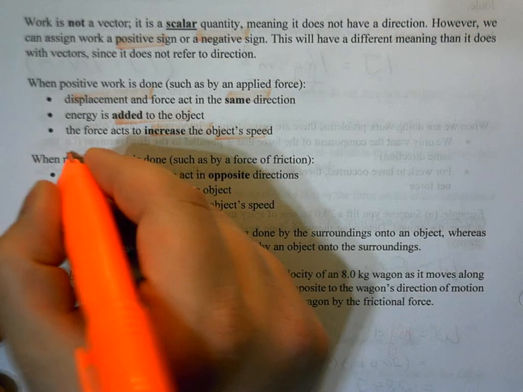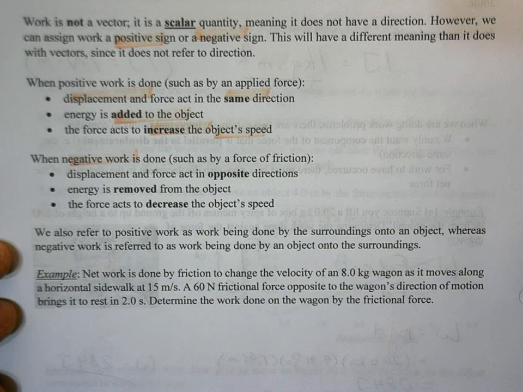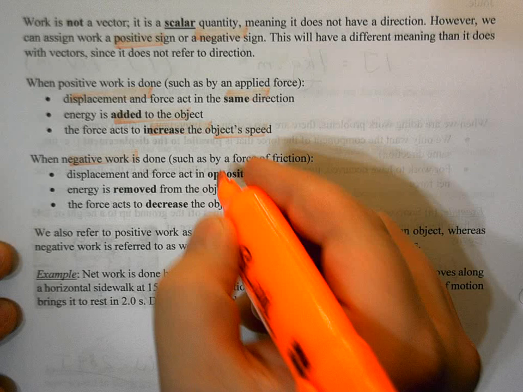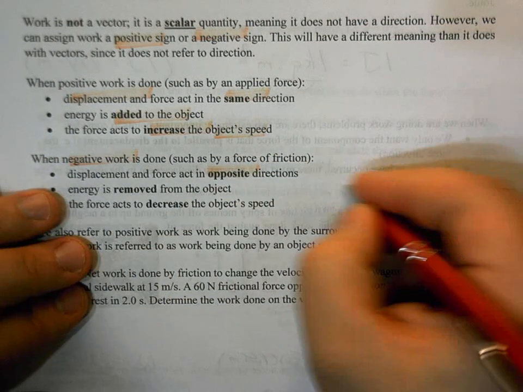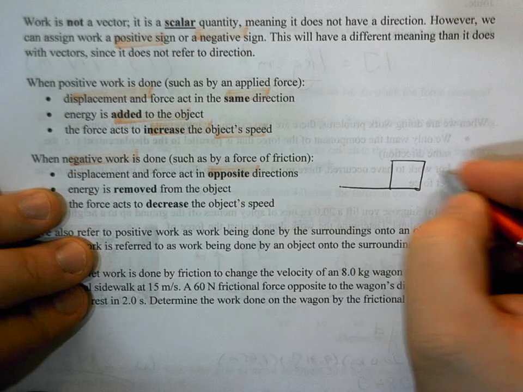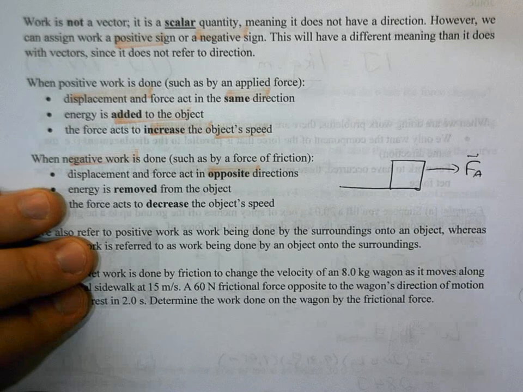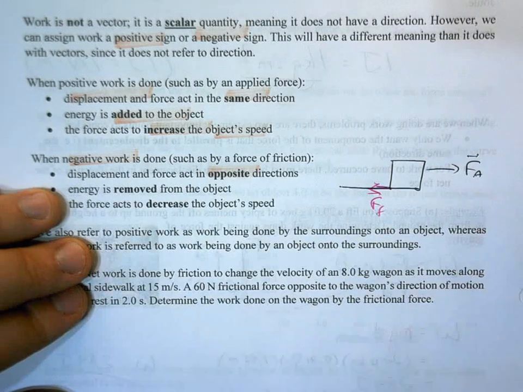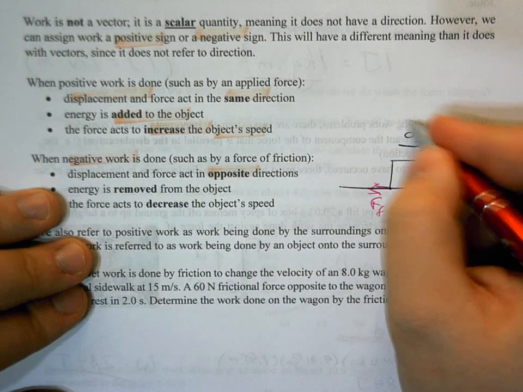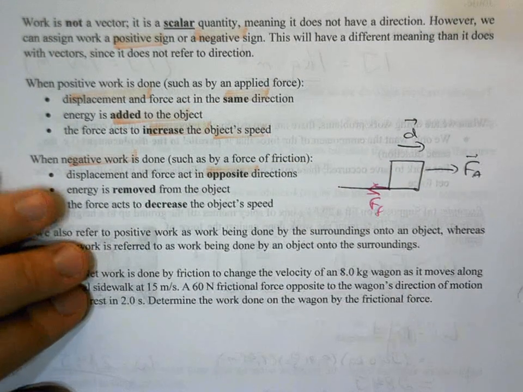Now, we can also have negative work. Something like the force of friction is going to do negative work. Usually the displacement and the force are going to act in opposite directions. So for example, if I push on a box, if I have an applied force that's going this way, force of friction is going to oppose that. So I'm going to have an FF this way. So my displacement is going right, but my force of friction is going left.